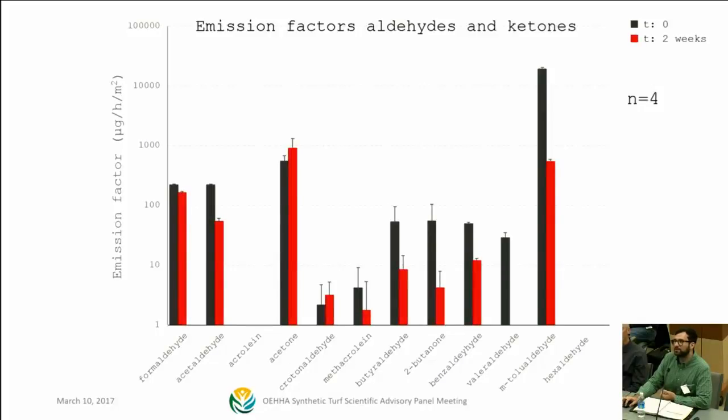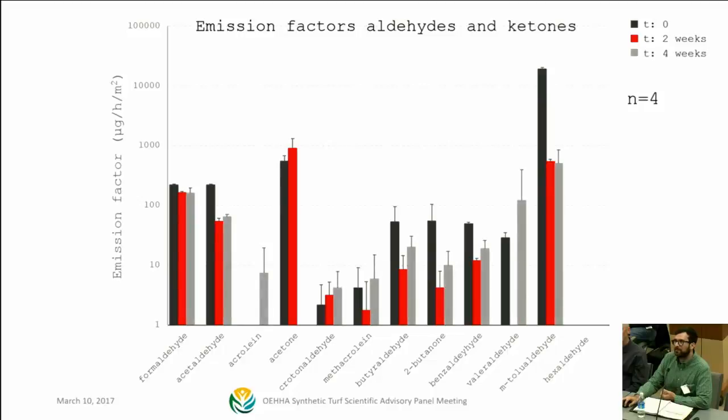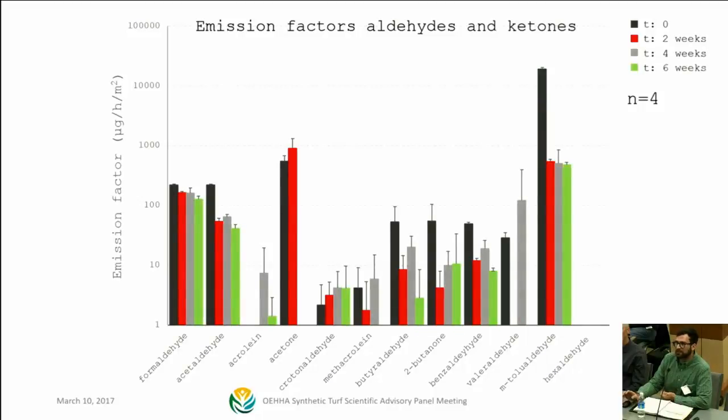So time 0, time 2 weeks, time 4 weeks, and time 6 weeks. Similar cases here. We don't really see a steady increase for any of the substances, but we see that, for example, formaldehyde seems to remain stable. We see that m-tolualdehyde is decreasing in the first 2 weeks and then remains stable. And for acetaldehyde, a similar pattern with a smaller decrease in the first 2 weeks.